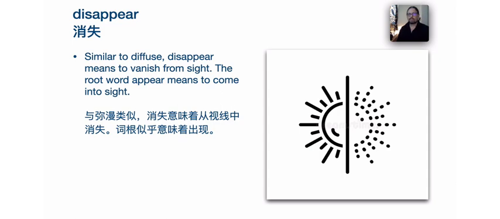Disappear. Similar to diffuse, disappear means to vanish from sight. The root word appear means to come into sight. So the sun disappears over the horizon.